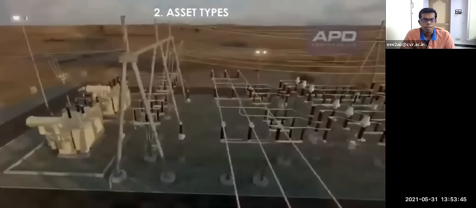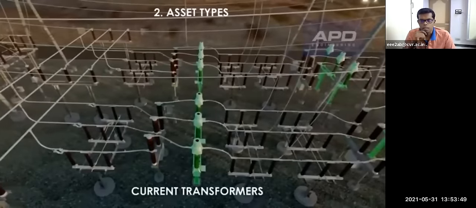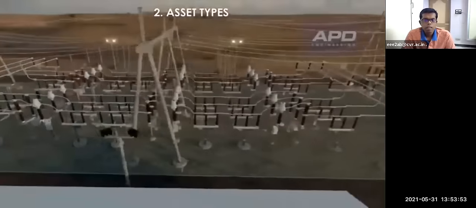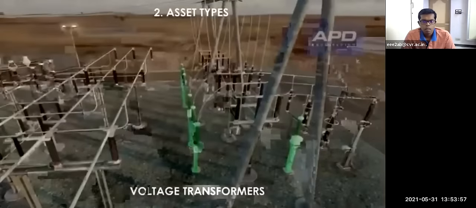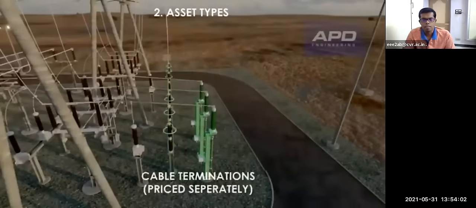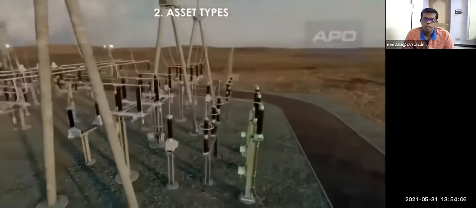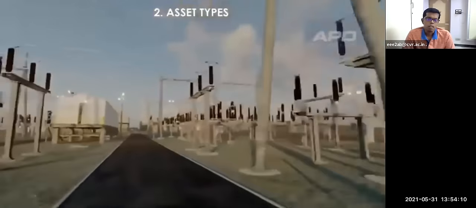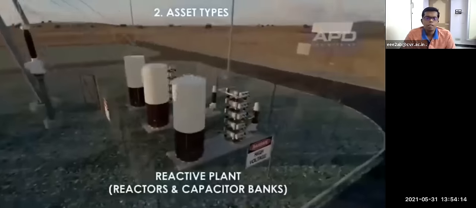Then circuit breakers. What you are seeing is the current transformer. Yeah, these are PTs, potential transformers, voltage transformers. Next are surge arresters. Surge arresters act as lightning arresters; if any fault happens, the surge arrester will protect the whole substation.